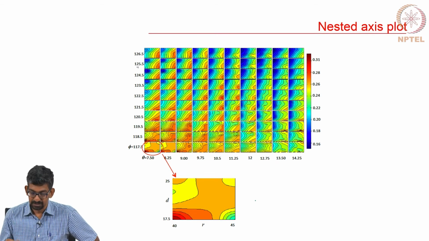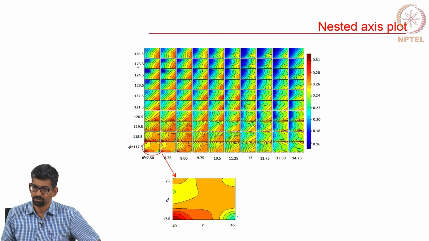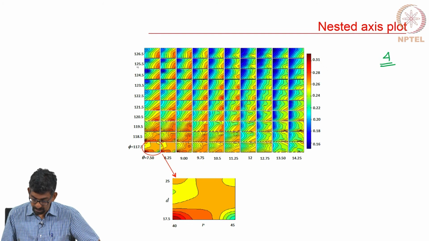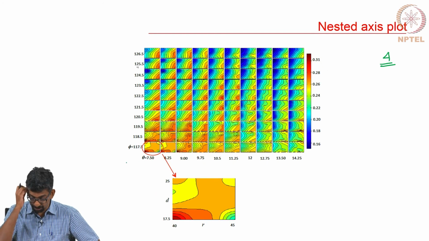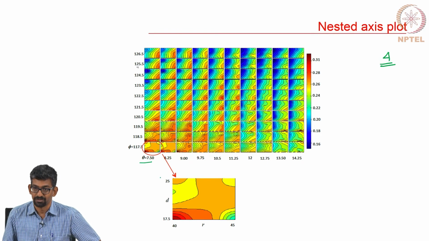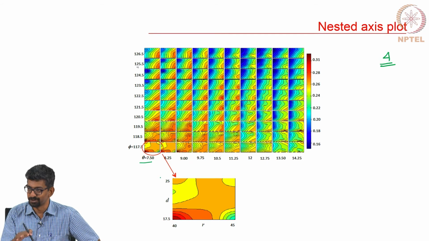Then what we have done is similar to the nested axis plot that I showed you. Actually, I did not show you a nested axis plot, I just showed you a tile plot, but the same idea is here. Currently we are investigating 4 variables in this: r, d, phi and theta. So, the way this happens is I am going to fix theta at 7.5 for this particular tile, I am going to fix phi to be 117.5 for this particular tile. Within the tile r and d vary. So, in one shot I am able to visualize 4 variables. This is one way of doing it, but this is the maximum you can do. You cannot visualize 6 variables, for instance, you can only visualize 4 variables.